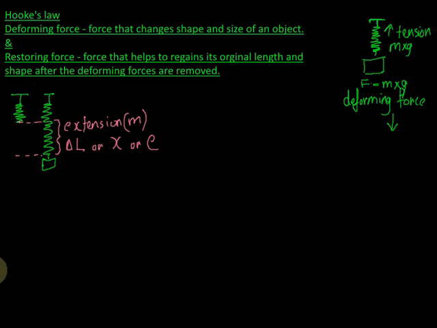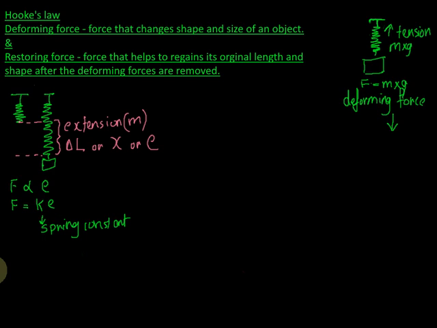So we said that if we double the force, we double the extension. That is what Hooke's law says. Which means that force is directly proportional to E. To turn it into an equation with an equal sign, we need a constant. So we can write this as F is equal to K times E, where K is the spring constant.